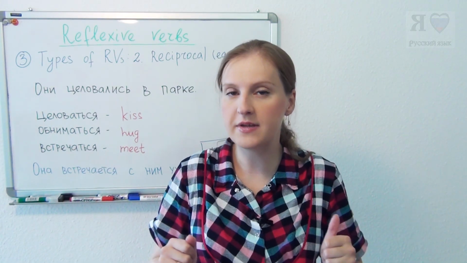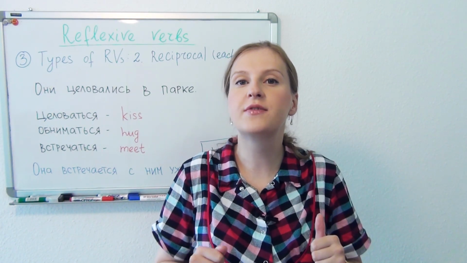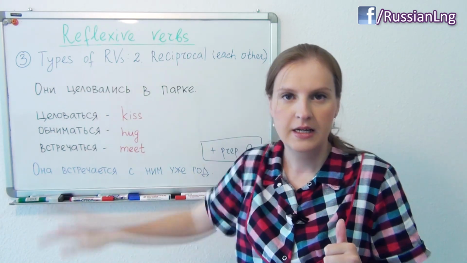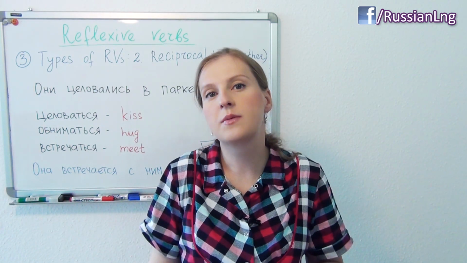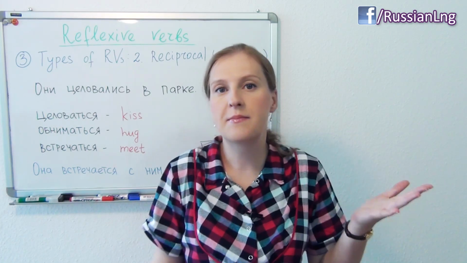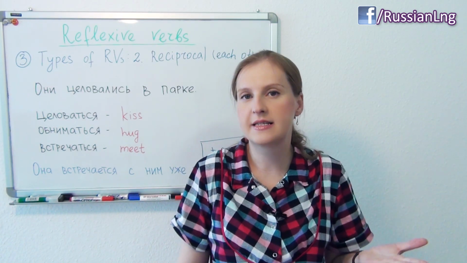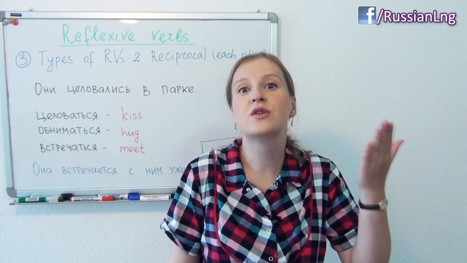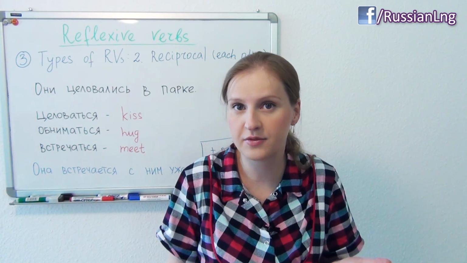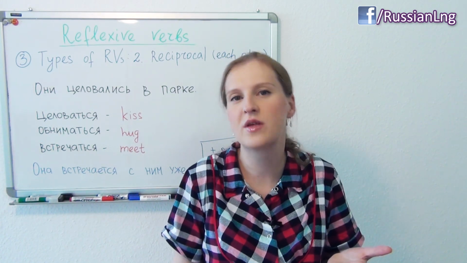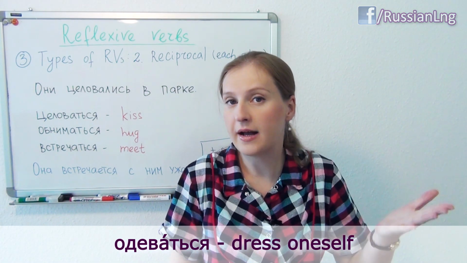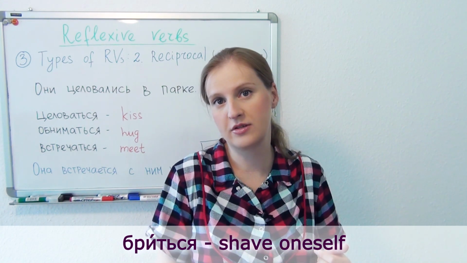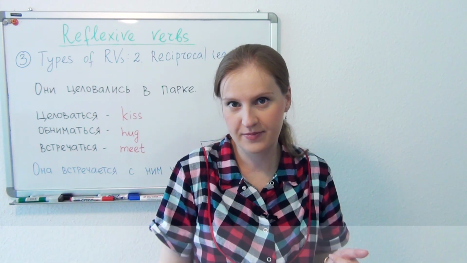So in our today's video, we are going to talk about different types of reflexive verbs. In the previous video, we talked about simple reflexive verbs, the meaning of which is quite understandable. Simple reflexive verbs denote the concept of self, when you do something to yourself or with yourself. For example, одеваться, to dress yourself, бриться, to shave yourself, and some others.